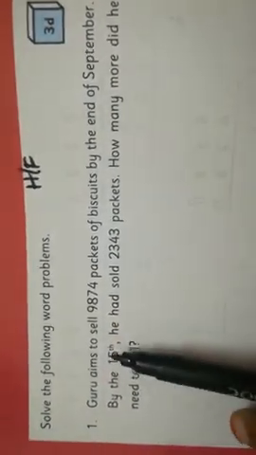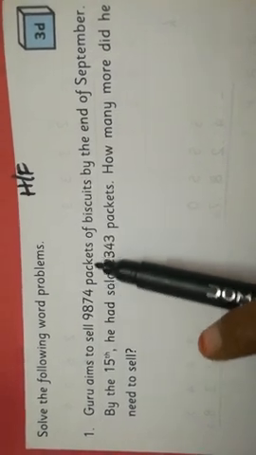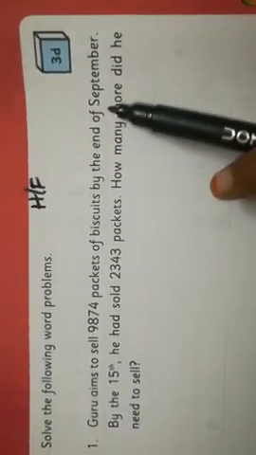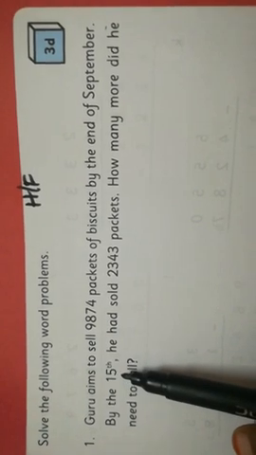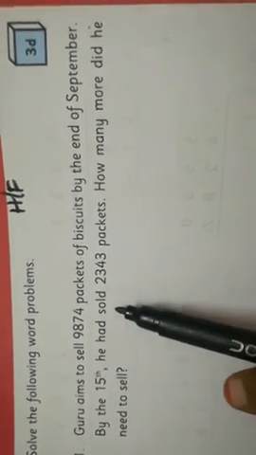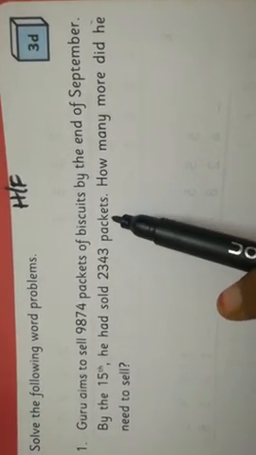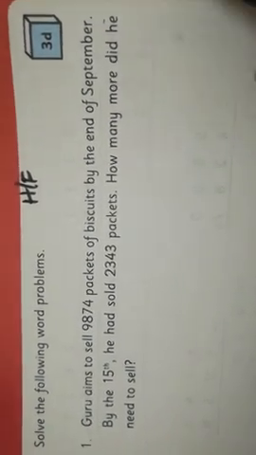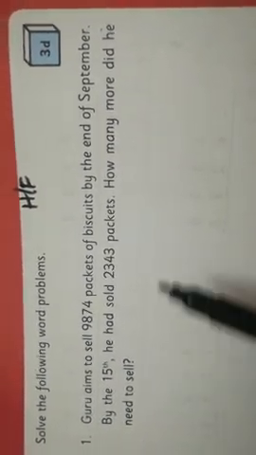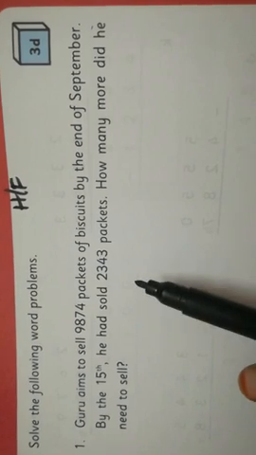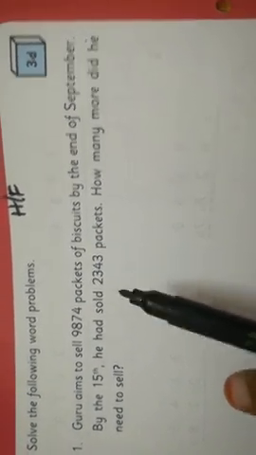First question, Guru aims to sell 9,874 packets of biscuits by the end of September. By the 15th of September, he had sold 2,343 packets. How many more did he need to sell? You have to find the facts, operation, working part, then result. You have to find the answer, children.